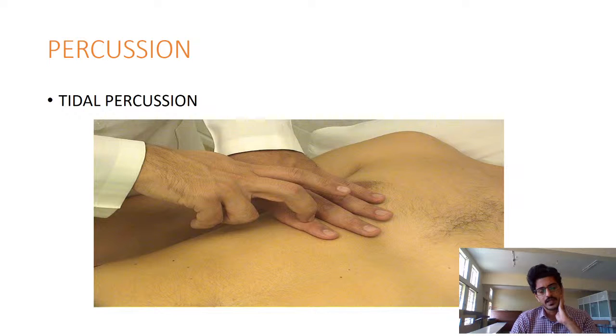And this is percussion. Tidal percussion is done to know the liver span basically. You percuss from the second intercostal space on the right side of the hemithorax and ask the patient to take a breath. Where you get a dull note, you consider it the upper border of the liver. If you know the upper border with the tidal percussion and lower border with palpation, you measure in the mid clavicular line the span of the liver.